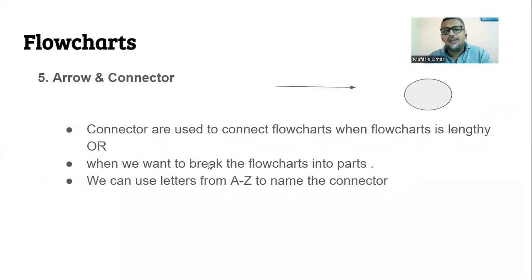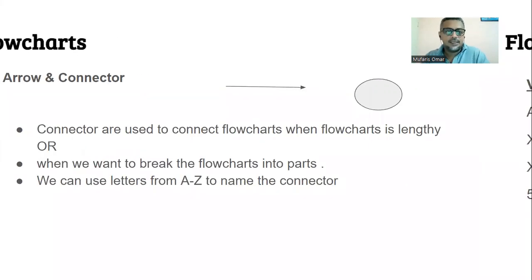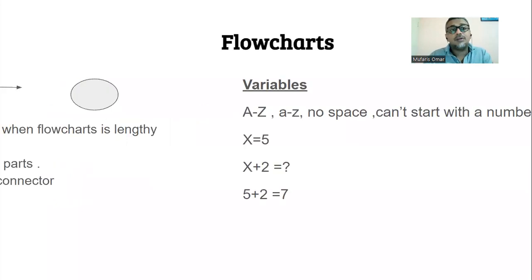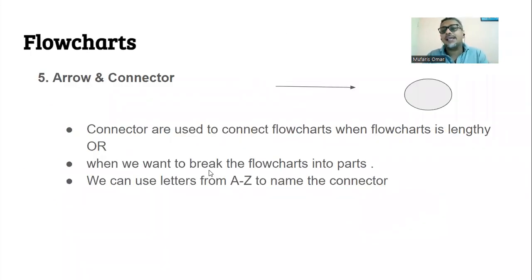Okay, last one, I guess. You can write the arrow and the connector. So arrows or connectors are used to connect flow charts when the flow chart is lengthy. We use arrows to connect each of these symbols, and also there's another symbol called the connector.